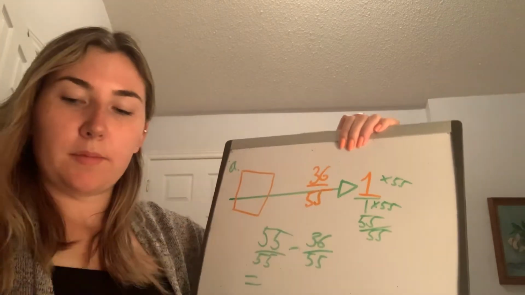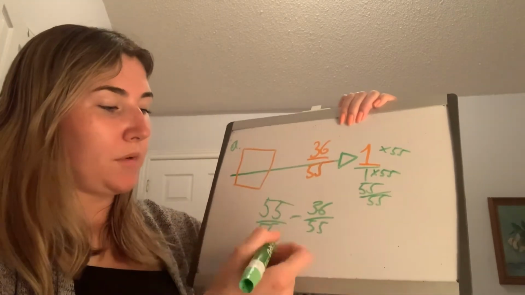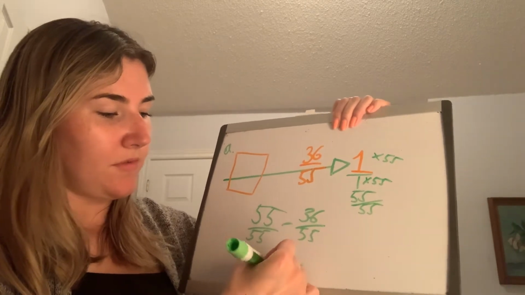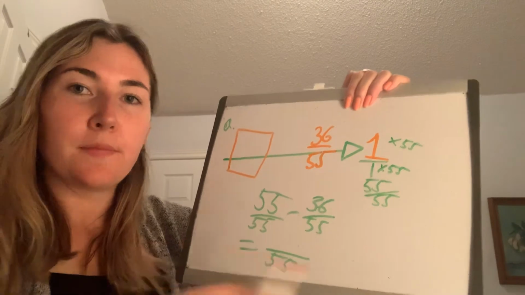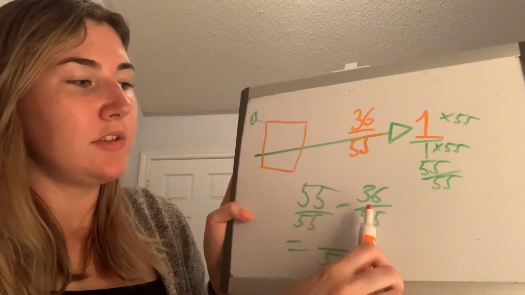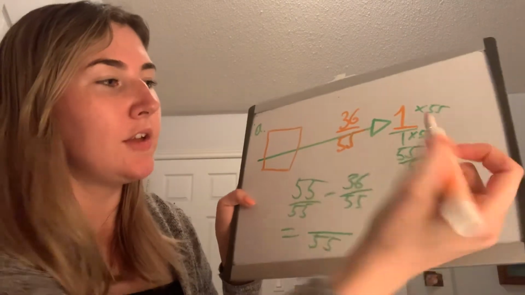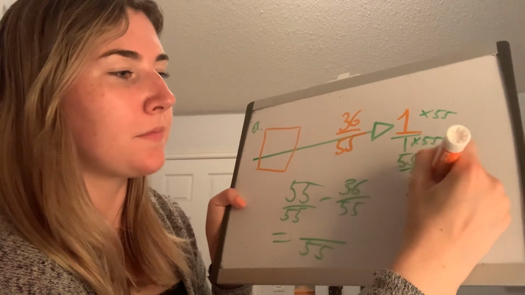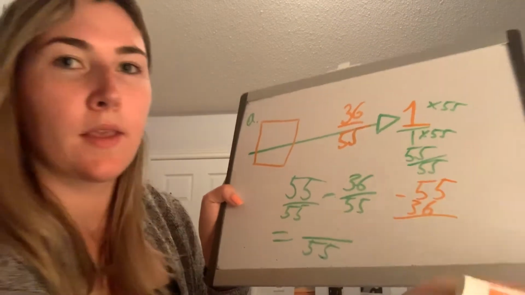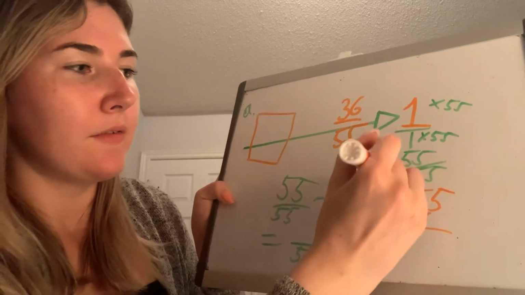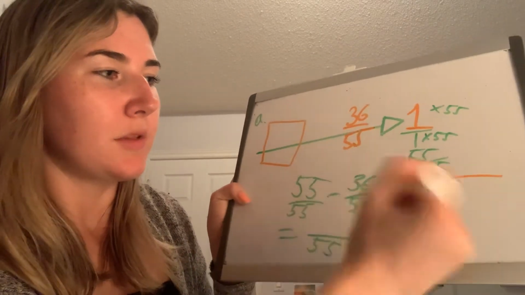So we know our bottom number will always stay the same. So this will be 55, but we need to solve our top number. So we need to subtract 36 from 55. So let's do that over here. All right, so now we have, just block this off.